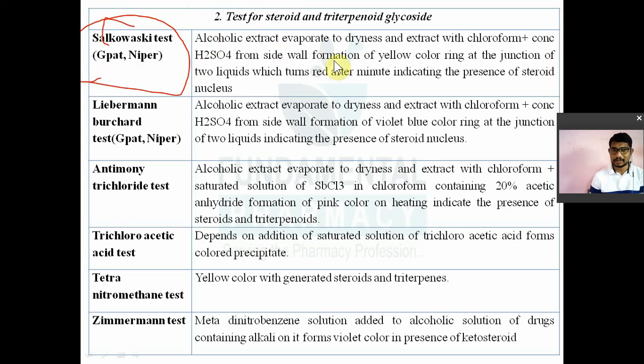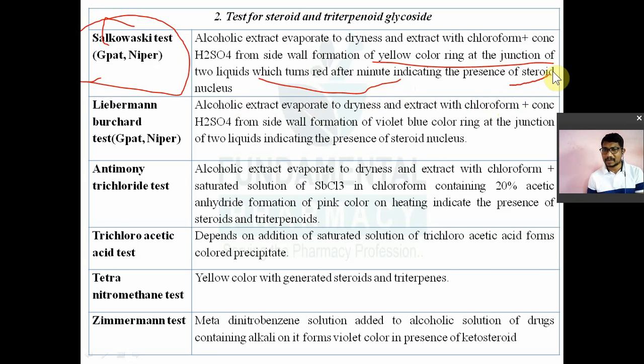Alcoholic extract, you have to evaporate to dryness. Take the drug, add alcohol, and evaporate to dryness. Extract with chloroform and add concentrated sulphuric acid on the side wall of the test tube. A yellow color ring at the junction of the two solutions indicates a positive test. This yellow color will turn red after a minute, indicating the presence of steroid nucleus.